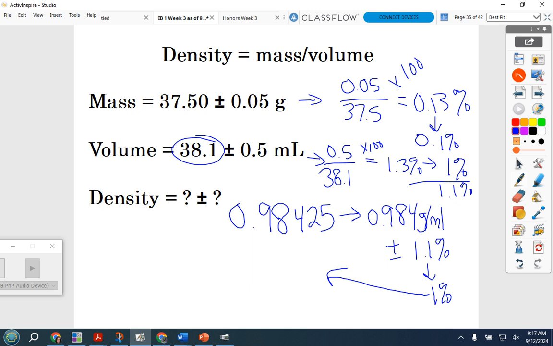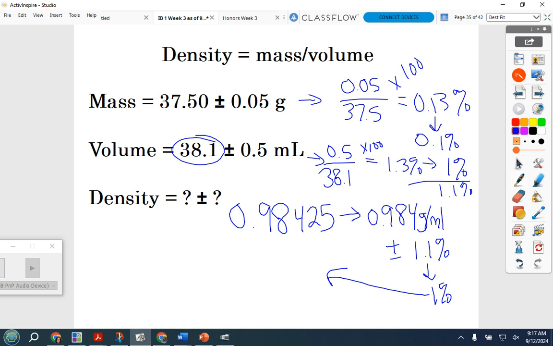So at that point, you might as well just keep everything as a percentage, because bringing it back to the units is going to be sort of silly until you get to the end. And even then, unless you're being specifically asked to give the percentage in, say, grams per milliliter, it's okay to just leave it as the percentage. Okay?